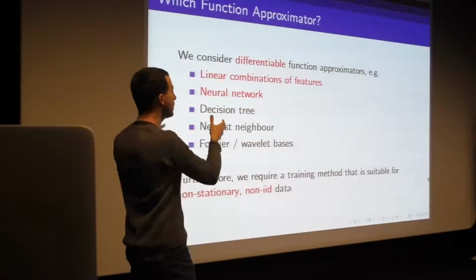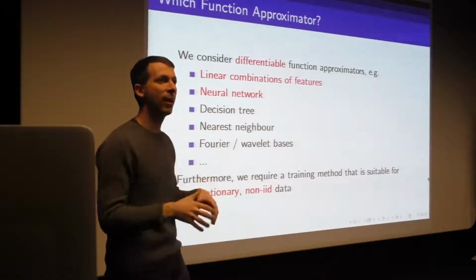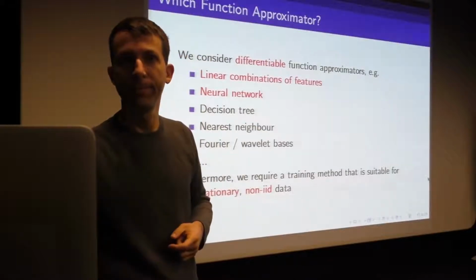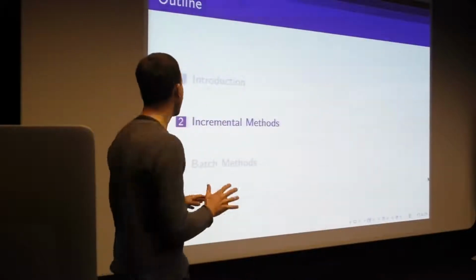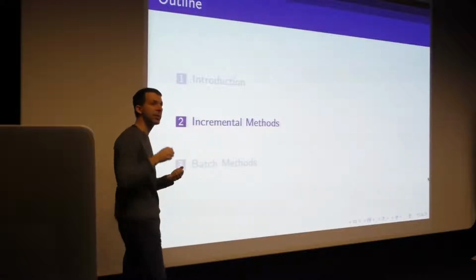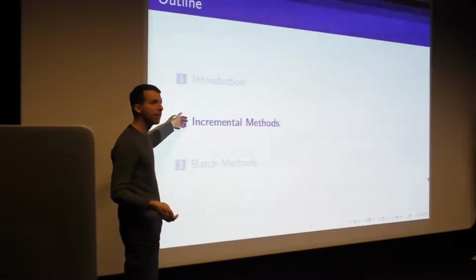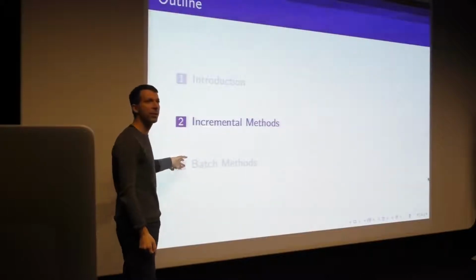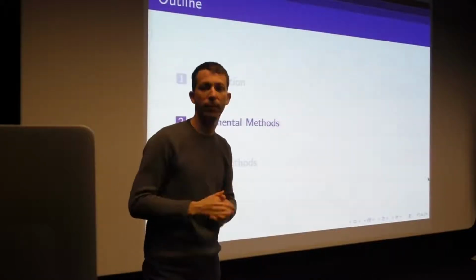We're going to try and make use of these tools, put them together in a way that lets us do RL at scale. And the methods are relatively straightforward. Okay, so we're going to start by looking at incremental ways to do this using stochastic gradient descent to achieve incremental value function approximation. And then we're going to move on to batch methods such as least squares methods.